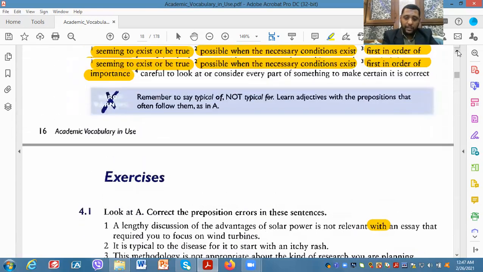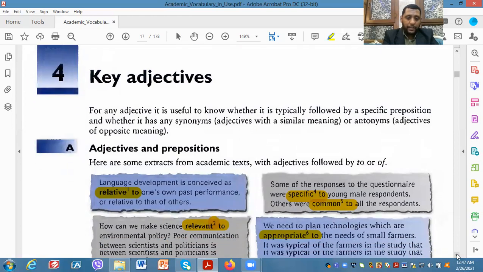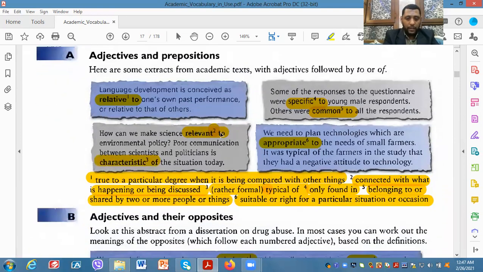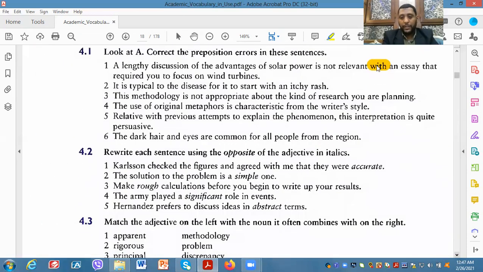Let's go back a little bit to see the adjective relevant to find out if it is relevant to or relevant with. It is relevant to, right? So this is what should be corrected. It is not with, it is to. So the sentence becomes: a lengthy discussion of the advantages of solar power is not relevant to an essay that requires you to focus on wind turbines. Okay, that was number 1.